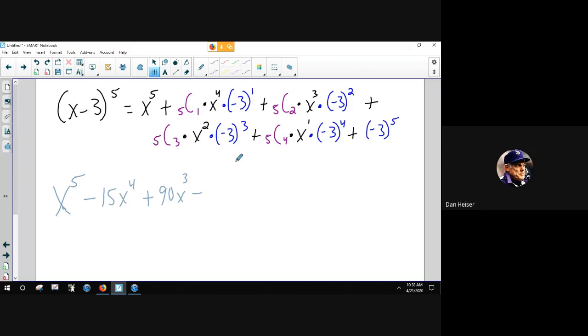5C3 times negative 3 cubed. Because this term was negative, this next one will be positive. Negative number to an even power, positive. 3 to the fourth is 81 times 5C4. 5C4 is 5. And then our last term, minus 3 to the fifth. And there we have it. We have what's sometimes called an alternating polynomial because the terms alternate from positive to negative, and so on. Every other term is positive, every other term is negative.